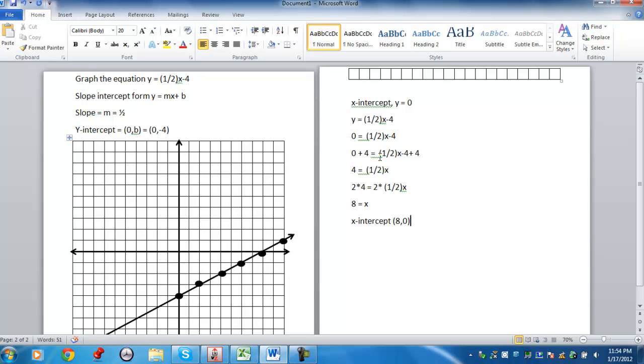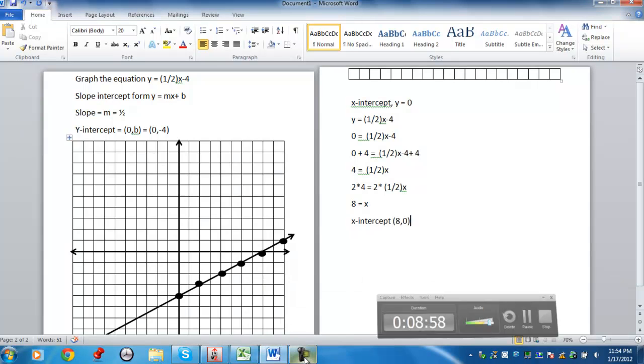In terms of finding the x and y intercept, if the equation is written in slope-intercept form, it's pretty straightforward to find the y-intercept. You can also find the x-intercept and state that as well.